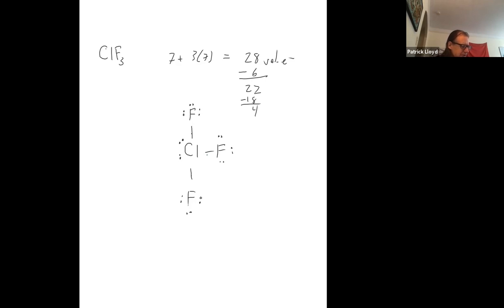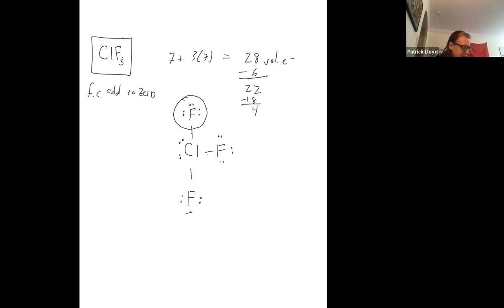So now what do we have? Well, it's neutral. So the formal charges should add up to 0. Okay. So formal charges add to 0 because it doesn't have any charge. Well, this one has a formal charge of 0.